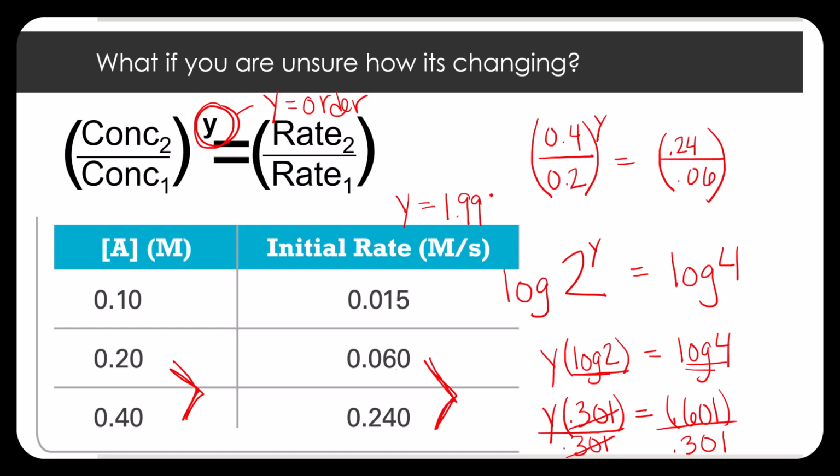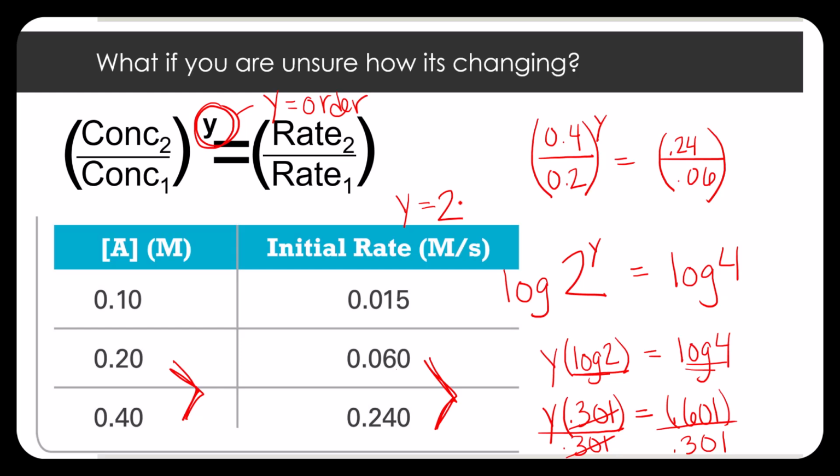Round that up to a whole number. So y is always going to be a whole number. It's going to be 0, it's going to be 1, it's going to be 2. So if my calculator spits out 1.99, I would round that up to 2. So for the third time, we have determined mathematically that this is a second order reaction.